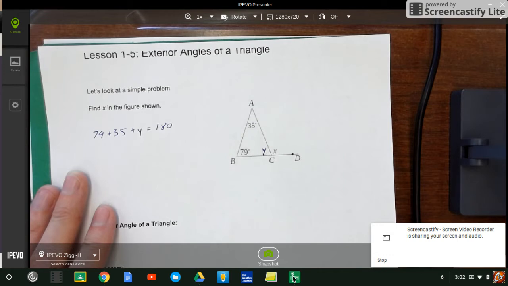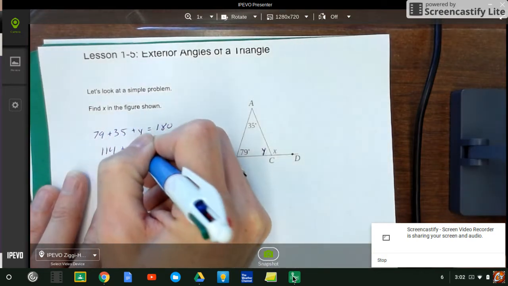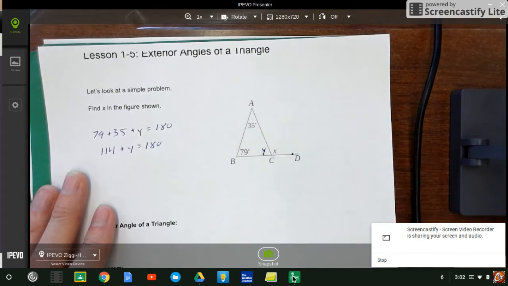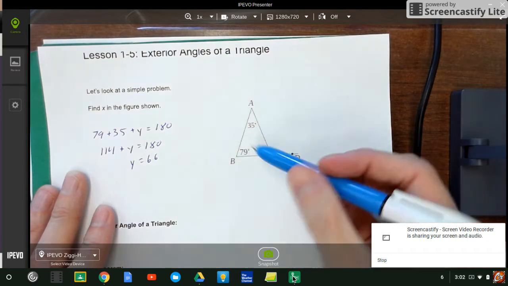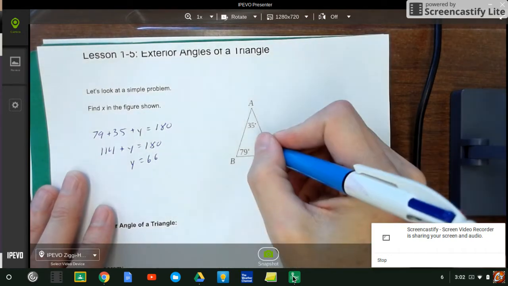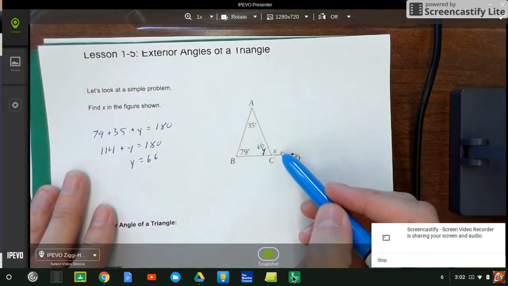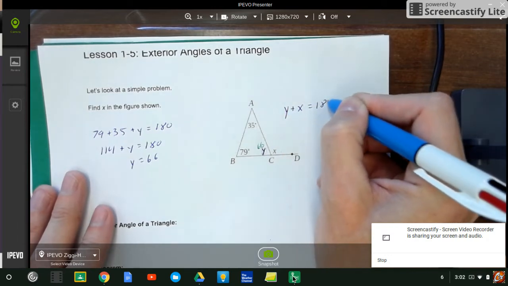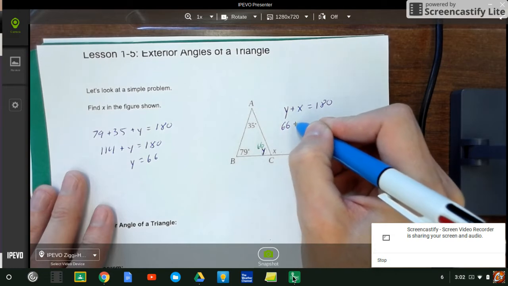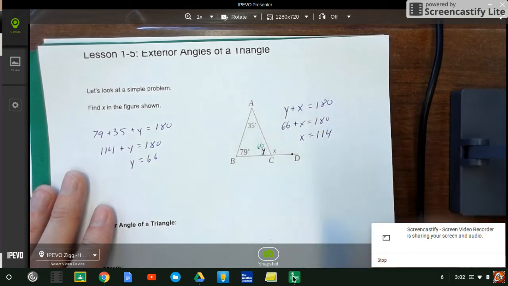And when I work on putting all that together, 79 and 35 gives me 114 plus y equals 180. And then we subtract that from the 180. And that gives me y equals 66. Now, again, that's this angle, so I can put 66 in for this. Now, I know I have a linear pair, and we know linear pairs are supplementary. So I know that y plus x has to equal 180, which if I substitute 66 plus x equals 180, that means x equals 114.